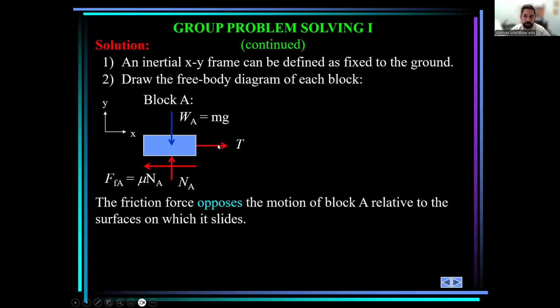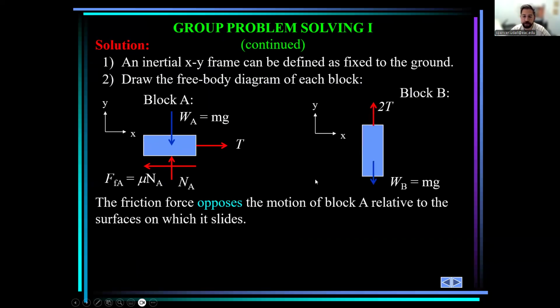A is the one on the top that's sliding to the right. So it's got a rope pulling it to the right. It's got its weight going down, a normal force going up, and a friction opposing its sliding. So that's going to the left. No mysteries there. So now let us do block B.